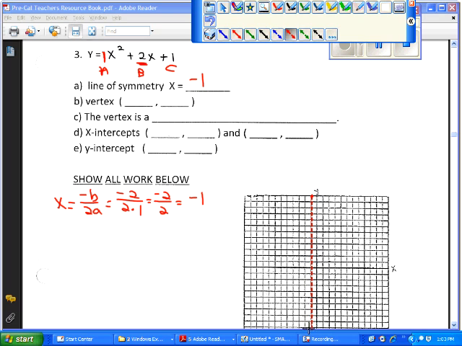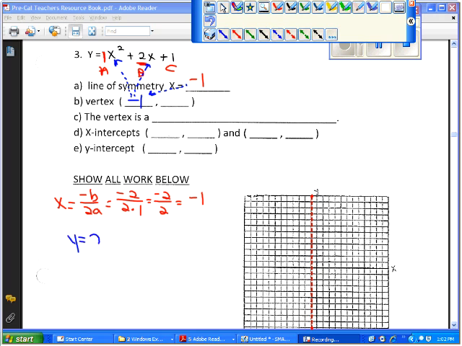So we've got our line of symmetry. We know that the vertex lies somewhere on that line of symmetry. So the x of the vertex must be the same as the line of symmetry x. So if the line of symmetry is negative 1, then the x of the vertex is negative 1. And so to find the y of the vertex, we're going to plug that x in place of x in the equation and solve for y.